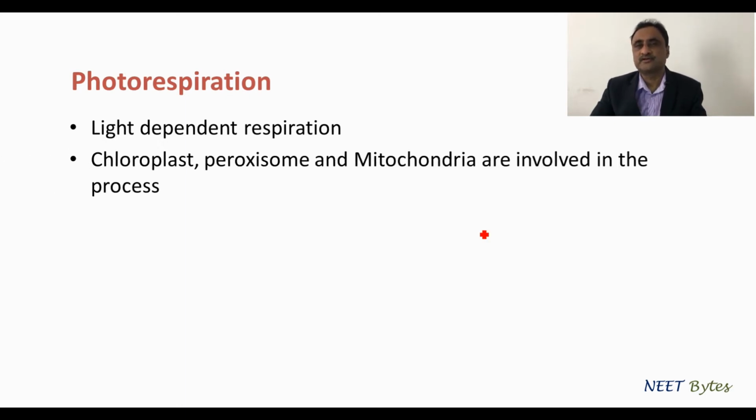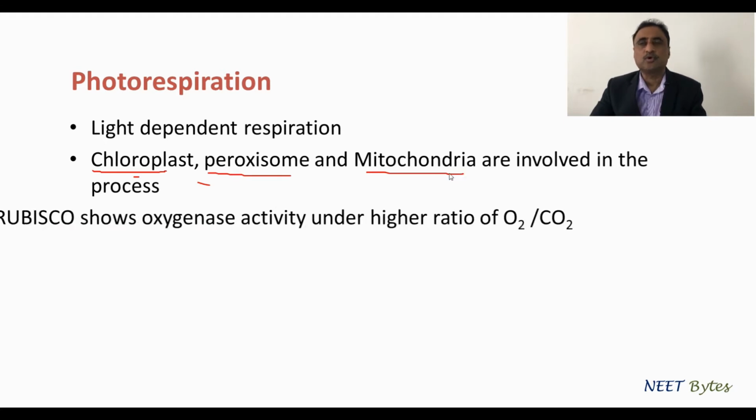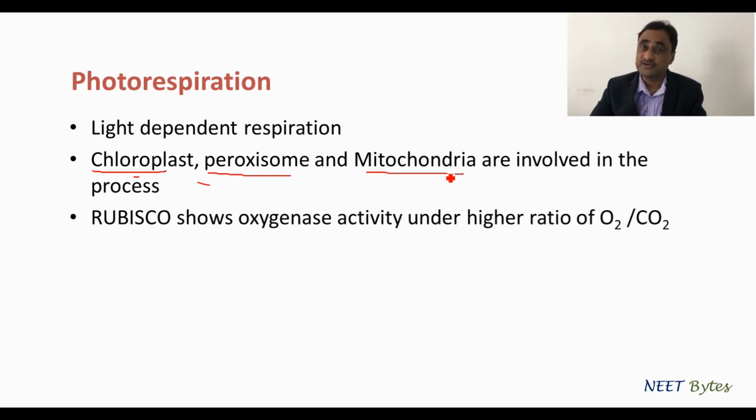And three organelles are involved in the process. They are chloroplasts, peroxisomes and mitochondria, okay? And here what happens is that Rubisco shows oxygenase activity. Mind it, oxygenase is not an oxidation. That is actually a different behavior of the Rubisco enzyme under different conditions, okay? Under high CO2 concentration it shows carboxylase activity, and under relatively higher oxygen it shows the oxygenase activity, okay?